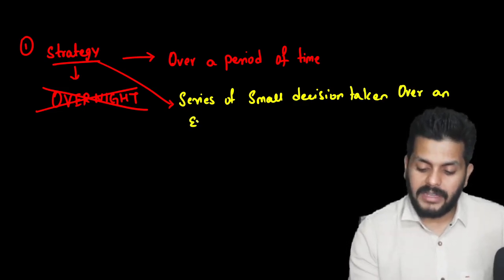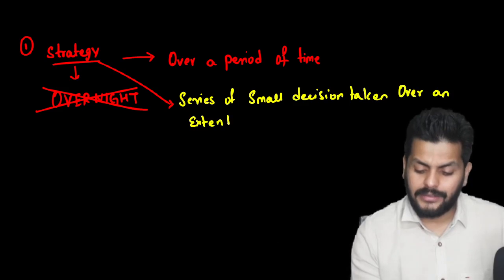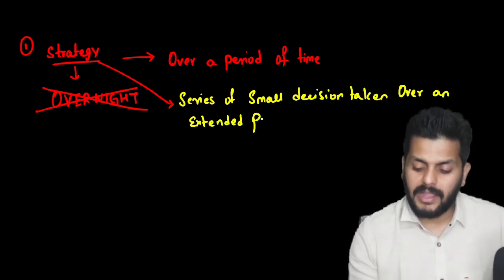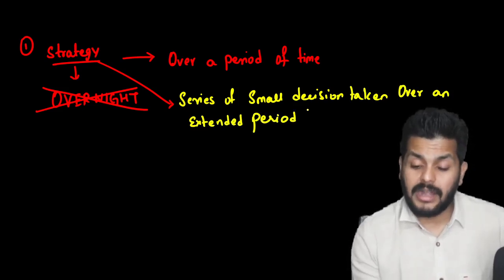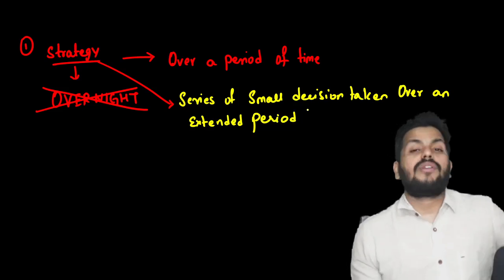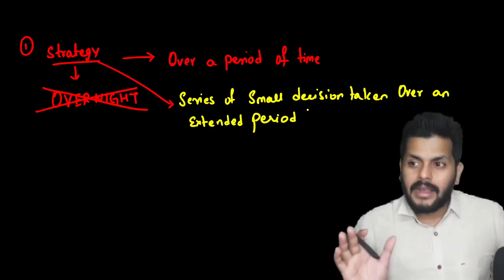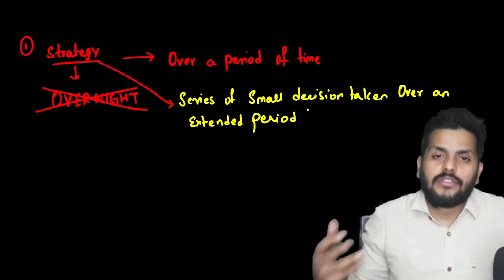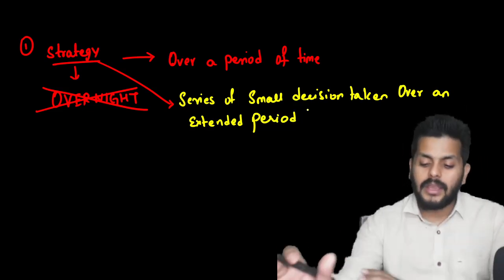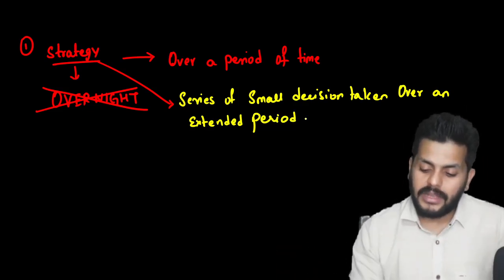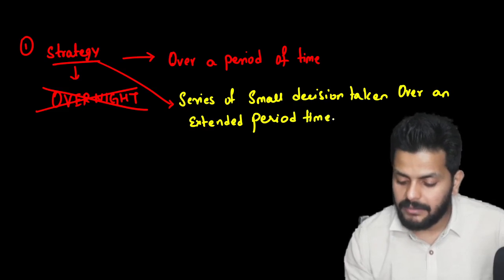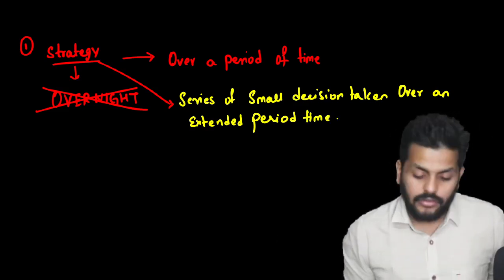Sir, is it like 1 year, 2 years? I don't know all that. They said over an extended period of time. Maybe it took 5 years to crack the strategy. Who knows? Or they could figure out the strategy in 6 months also. I am not judging or telling anything. I'm just saying it is there. Okay. A series of small decisions taken over an extended period of time. This is what strategy is all about.